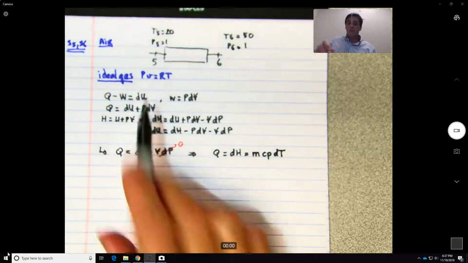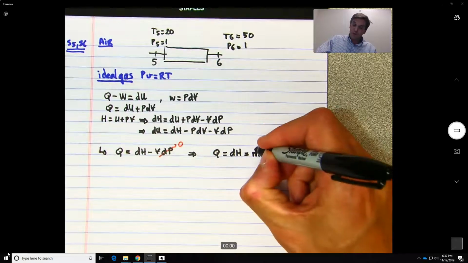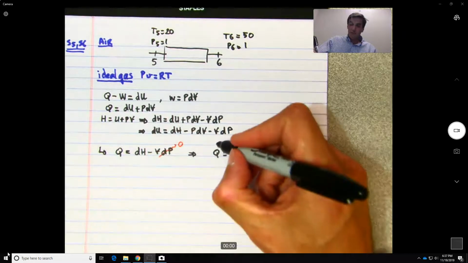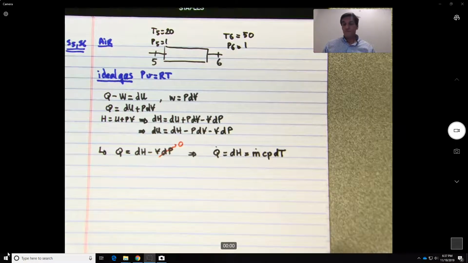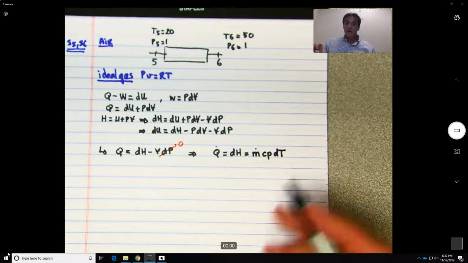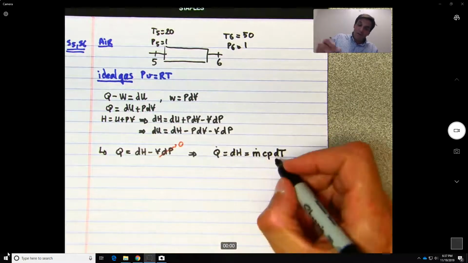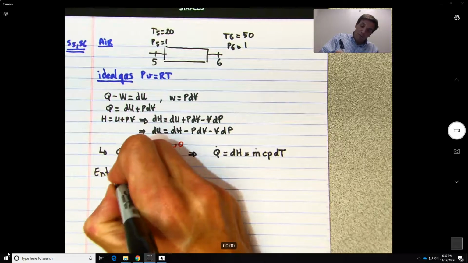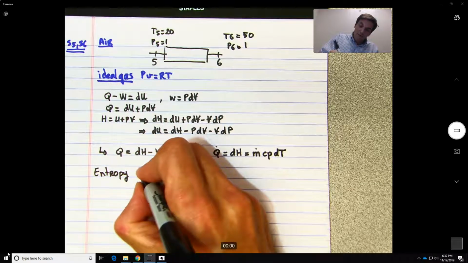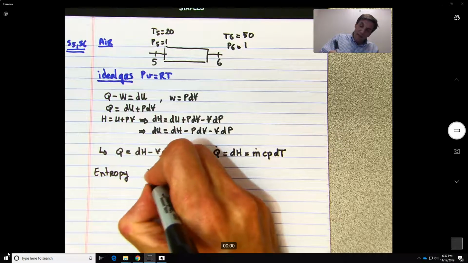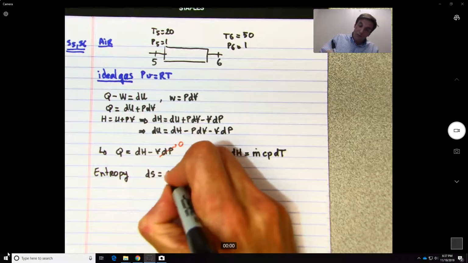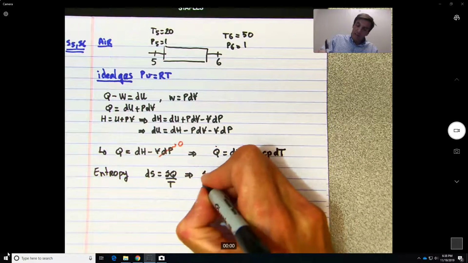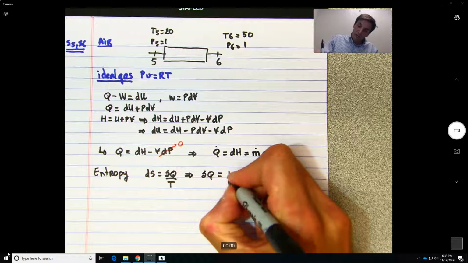In this case, this is a mass flow, so we need to talk about a mass flow here. And then this becomes really the heat transfer. Okay, but that's not the important part. So we have this part. Then, using the definition for entropy, what do we have? ds is equal to delta Q over T. So that means that delta Q is equal to T ds.